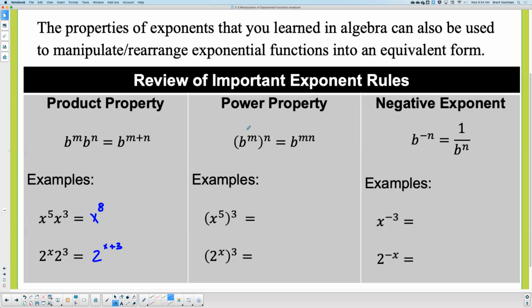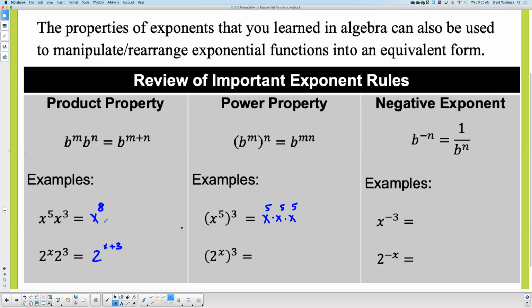So what about a power raised to another power? b to the power of m, raised to the power of n. That says, and this makes sense because if you have x to the 5th raised to the power of 3, what that means is that's the same thing as x to the 5th times x to the 5th times x to the 5th. You see how I wrote that out 3 times?